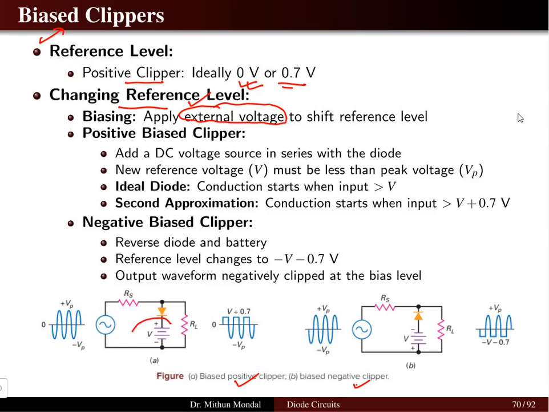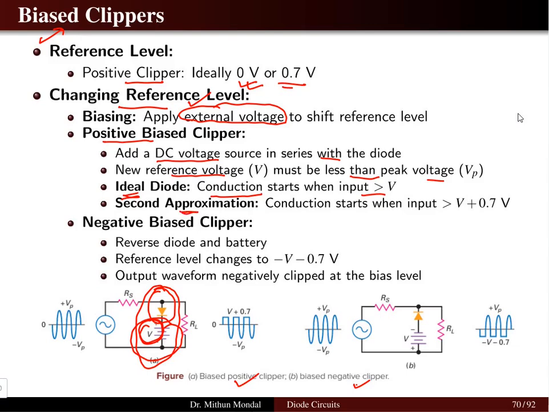A certain external voltage we apply in the circuit. You can see here we are applying a certain external voltage to the diode which was already connected in the previous case. So if you have the positive biased clipper, you add a DC voltage source in series with the diode. Here we have added a DC voltage in series with the diode, and the new reference voltage must be less than the peak voltage. An ideal diode will start to conduct when the input voltage is greater than this B. So whatever the offset we have given, if the input voltage is greater than that, the diode will conduct.